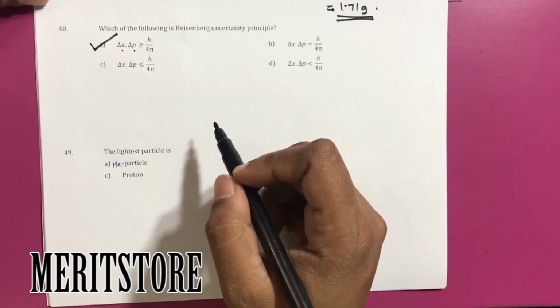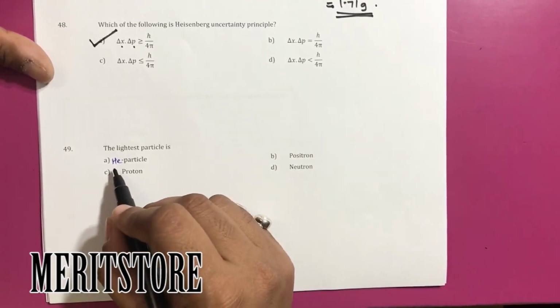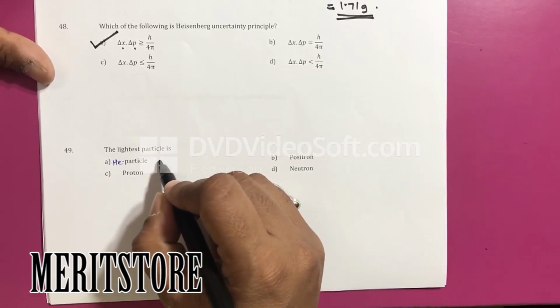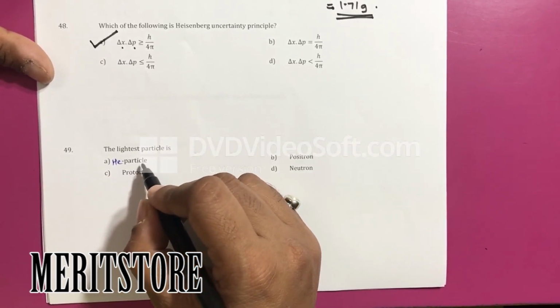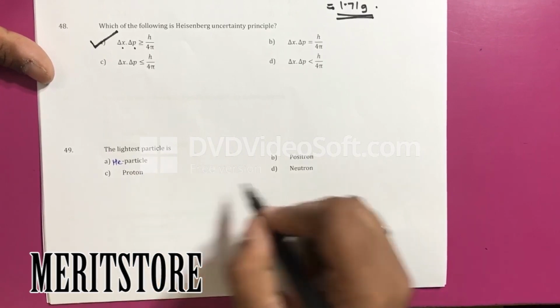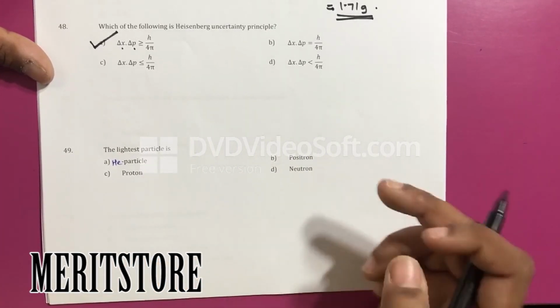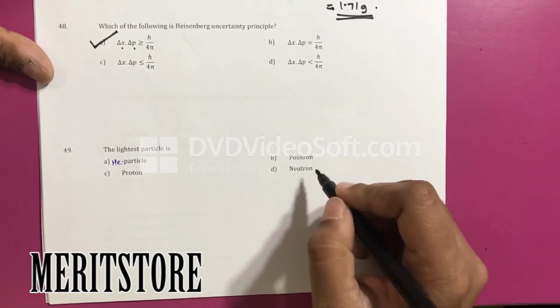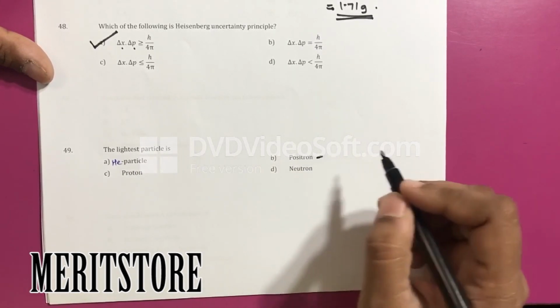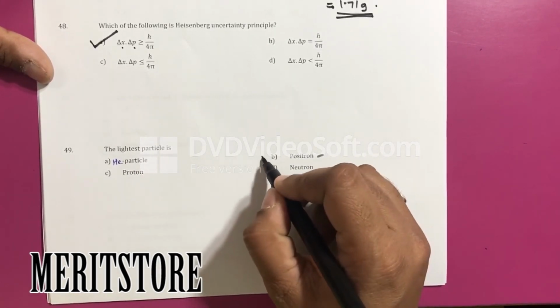Question number 49. The lightest particle. First is helium, which has a mass around 4 times the mass of the proton or the neutron. Proton and neutron are almost similar. The lightest one is a positron, which is similar to the electron. Therefore option B.